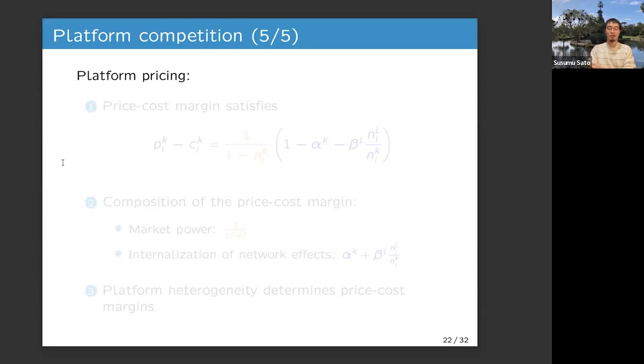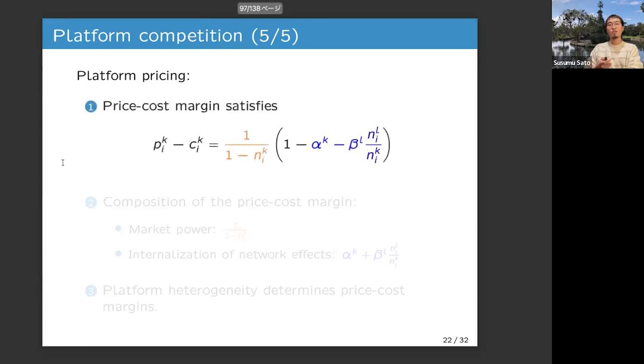So we have shown that with aggregative game analysis, we can establish nice properties of equilibria, but aggregative game analysis is in a sense silent about pricing. So we rewrite equilibrium conditions in terms of prices here.